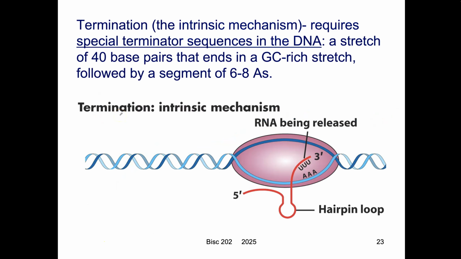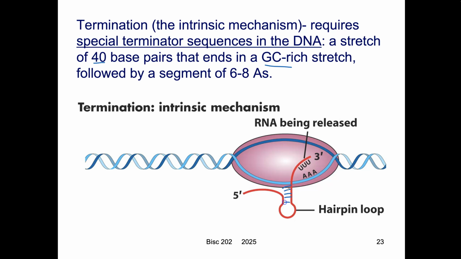And then there are 2 main mechanisms of termination. We're going to talk about the intrinsic mechanism. This requires terminator sequences that are actually part of the DNA and then get transcribed. And so you have a stretch of 40 base pairs that has at the end of it a GC-rich stretch. The GC-rich stretch allows for the production of GC base pairing in this region.